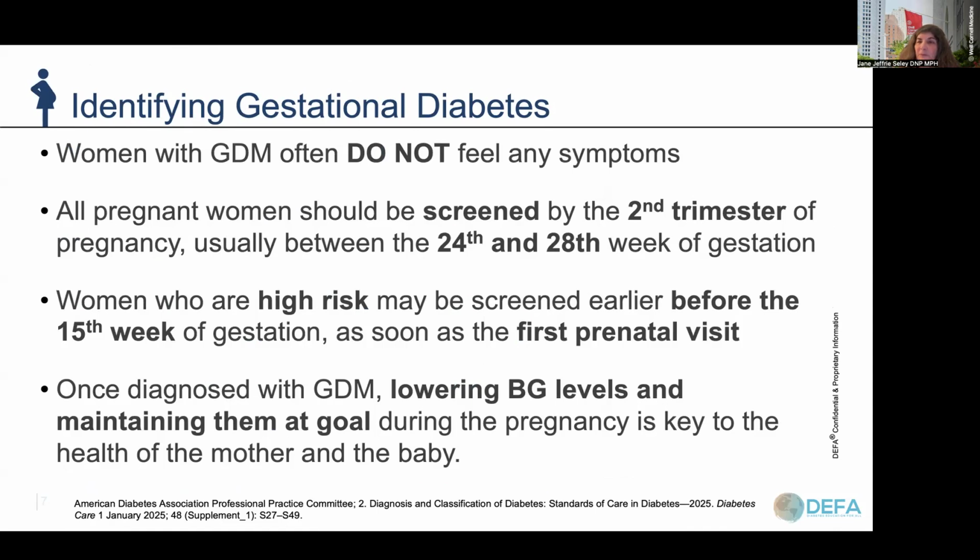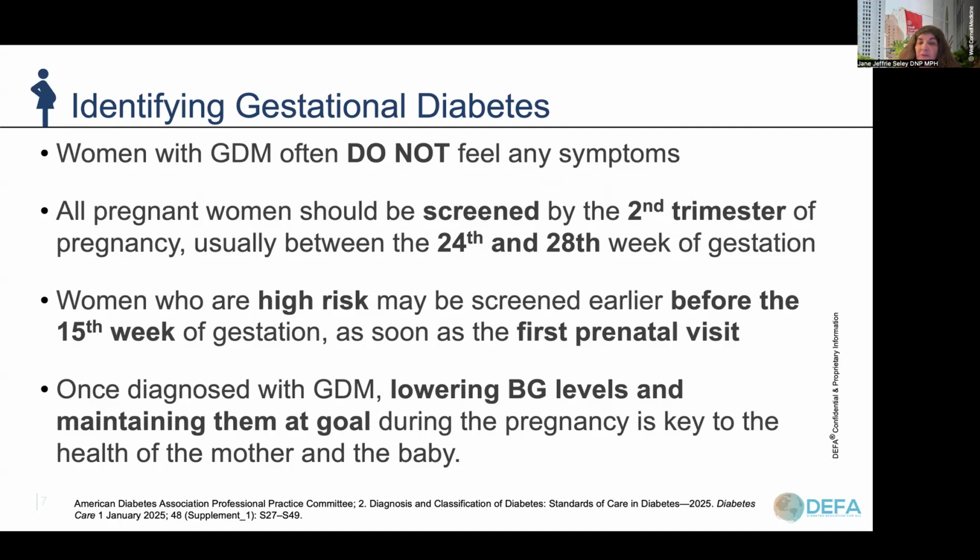So all pregnant women should be screened by the second trimester of pregnancy, usually the 24th to 28th week, to see if they have gestational diabetes. But if we think they're at high risk, we should screen them earlier, certainly by the 15th week. Many times, if we're really concerned about their risks, such as gestational diabetes in an earlier pregnancy, we would actually screen them at the first prenatal visit.